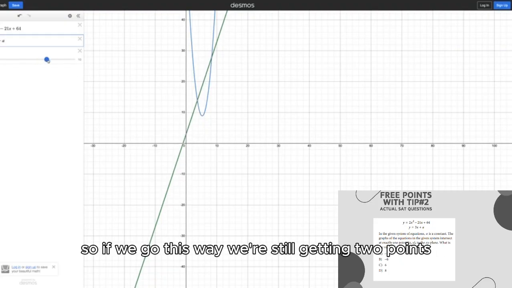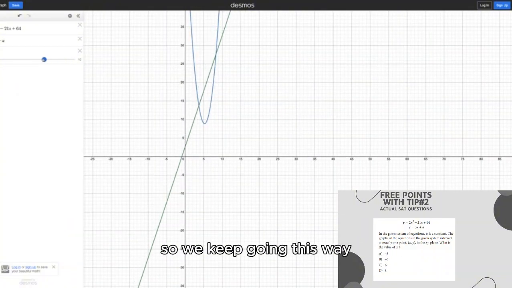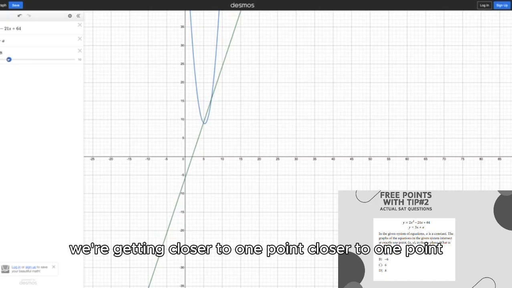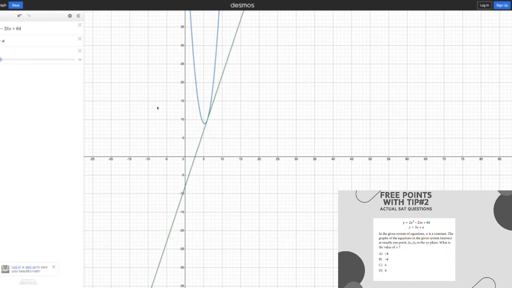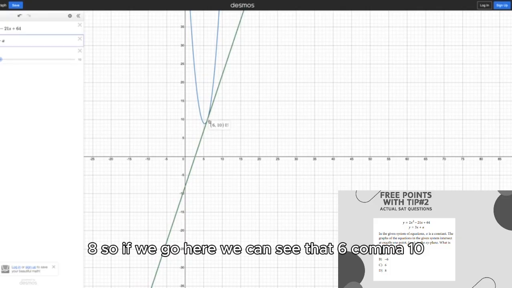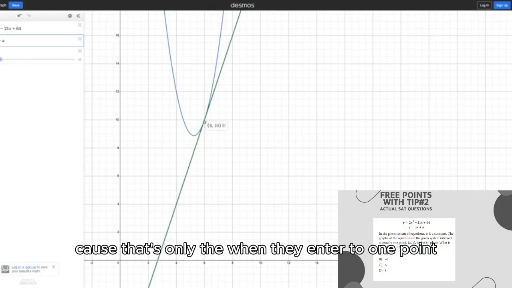So if we go this way, we're still getting 2 points, right? So we shouldn't go that way. Let's go the other way now. So we keep going this way. We're getting closer to 1 point, closer to 1 point. I think right about there. Was it right? 8. So if we go here, we can see that 6, 10. So the value of x would be 6, because that's the only time they intersect at 1 point. That's where you have it.